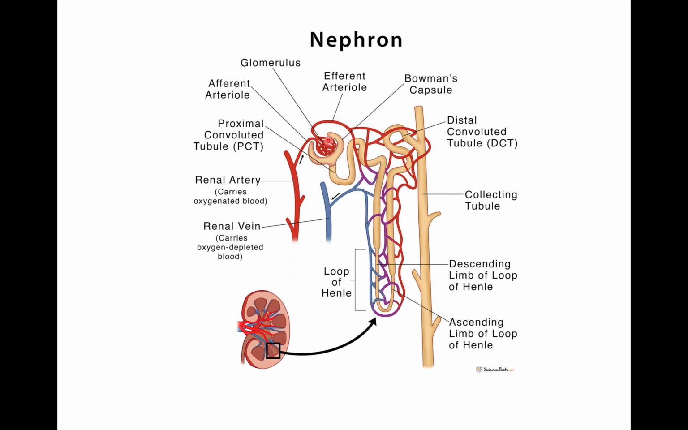It is formed from two types of capillaries called efferent arteriole and afferent arteriole. What is the role of afferent arteriole? This is the afferent arteriole. Actually, it brings blood into the glomerulus. And the function of efferent arteriole is to collect blood from the glomerulus and take it away from the glomerulus.